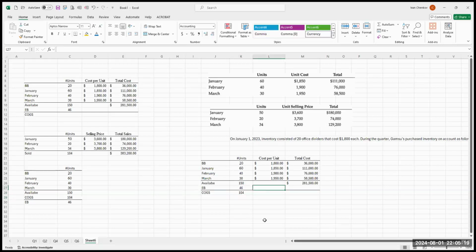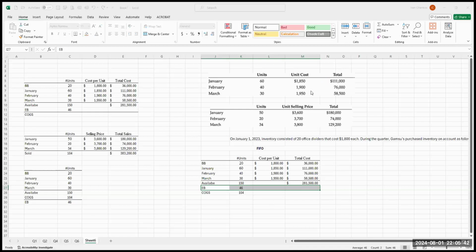Now the question is, if I'm using first in, first out, what will be the cost of my ending balance? Ending inventory of 46 units. Well, in this case, I have to do some calculation, right? So first things first.